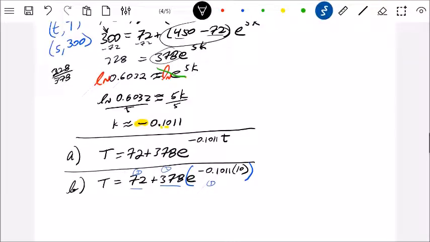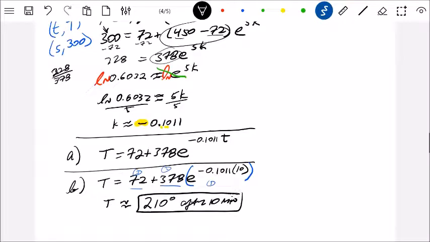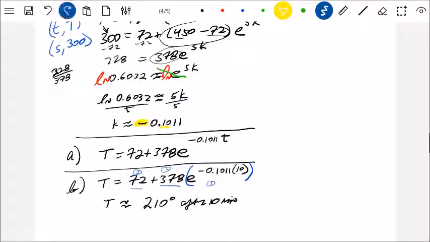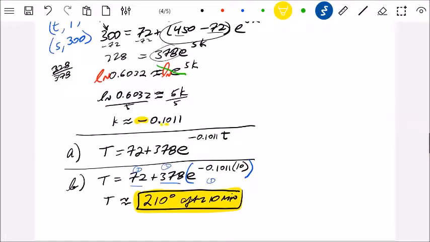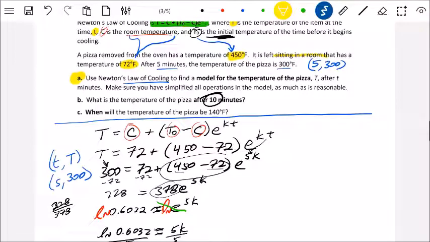And what happens is you get a temperature of approximately 210 degrees after 10 minutes. Or at 10 minutes might be better. No, it says after on the problem, after 10 minutes. Okay, so now we know this one. We have done the model. We have done the after 10 minutes.